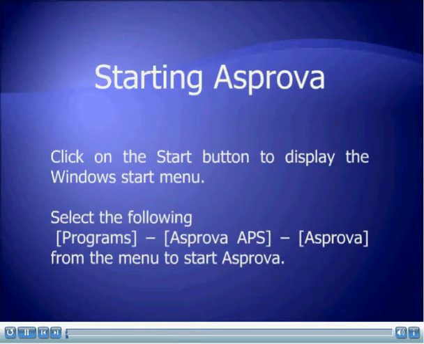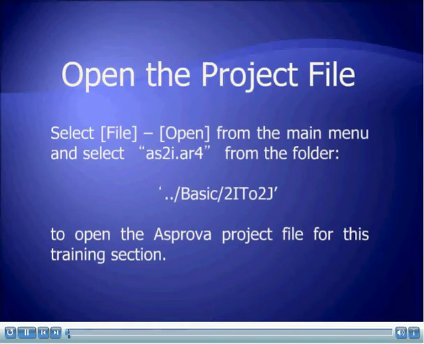Starting Asprova. Click on the Start button to display the Windows Start menu. Select Programs, Asprova APS, Asprova from the menu to start Asprova. Open the project file. Select File, Open from the main menu and select as2i.ar4 from the folder Basic 2i to 2j to open the Asprova project file for this training section.